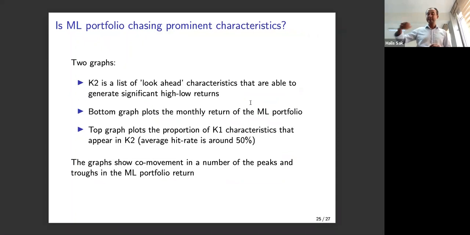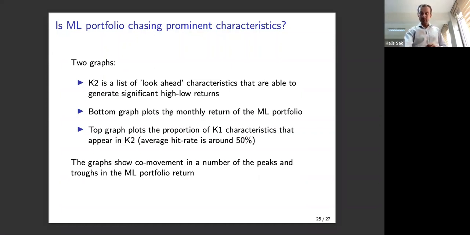What if we just create another list of factors? This time, instead of focusing on the machine learning portfolio, which was, if you recall, K1, the important factors in the machine learning portfolio, I will simply create a list of factors which are really important. Can I do this? Yes. I can simply look at the returns and the factor values, and create a list of factors which are really important in the next month. And we call this K2.